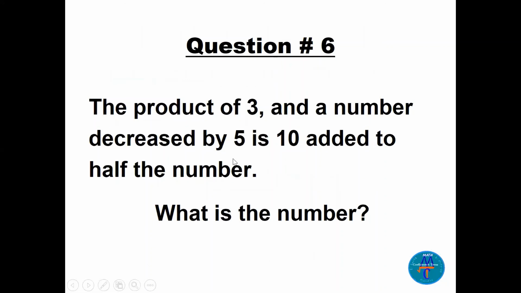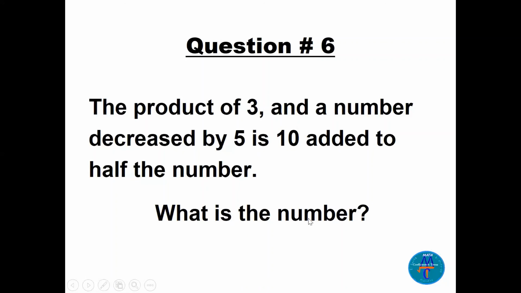Now, another word problem here. The product of 3 and a number decreased by 5 is 10 added to half the number. What is the number? Now we call these word problems, as you know, or essay type questions. You have to read it carefully. You have to know how to translate this English into math. I will tell you where the secret is at the beginning here. Is, you see the is here? Is means the equal. So from the equal, we make the equation.